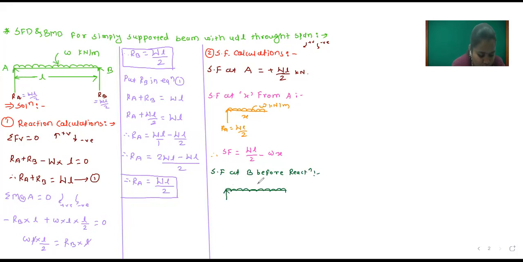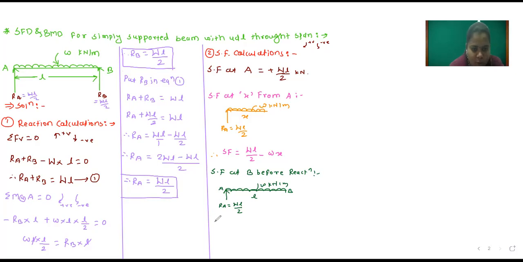Okay, so here W kilonewton per meter and this is RA, which is equal to WL by 2. So we will consider all these loads, and this distance is L meter. We are finding out at B, but without considering this reaction. So this RA creates clockwise, this RA creates clockwise.